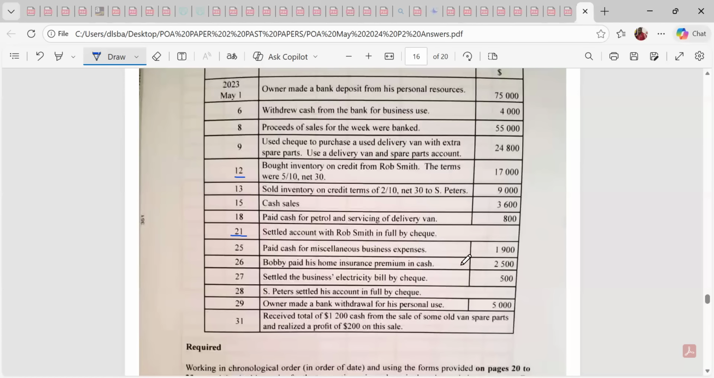Bobby paid his home insurance premium in cash. So credit cash, I spent money, but I spent it on myself for personal use. That would be called what? Drawings. So debit drawings. Settle the business electricity bill by check. Credit bank. Debit electricity.